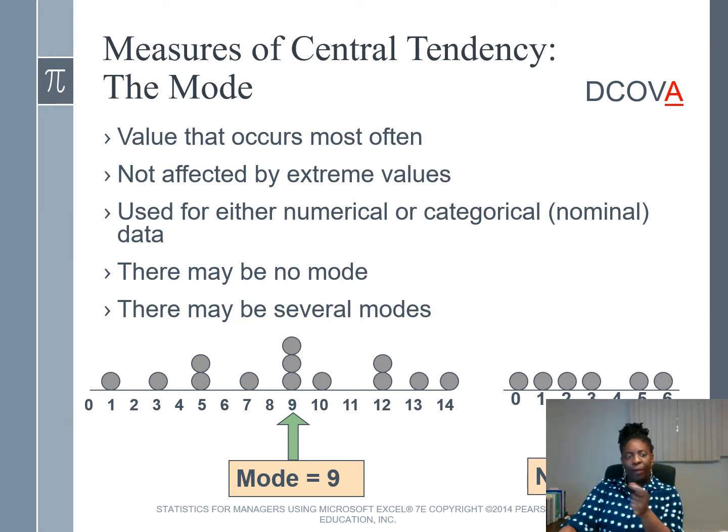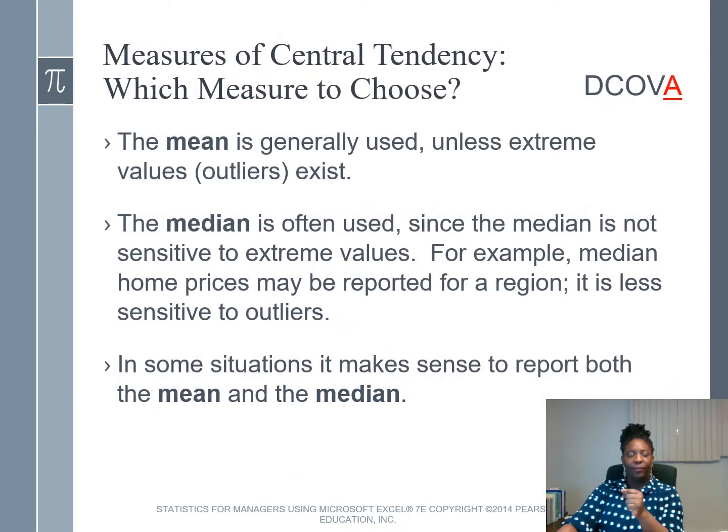So first picture here, it has a mode of 9. 9 is the value that is most common. And the second sample has no mode. Every value occurs once.